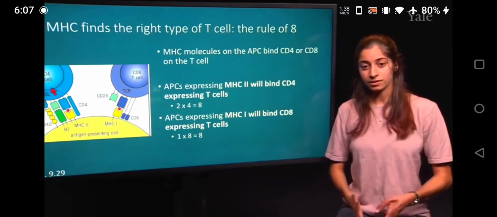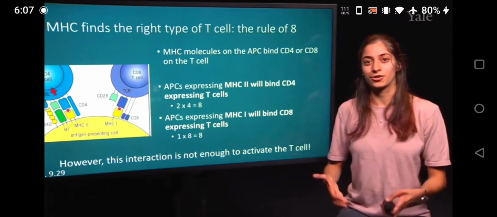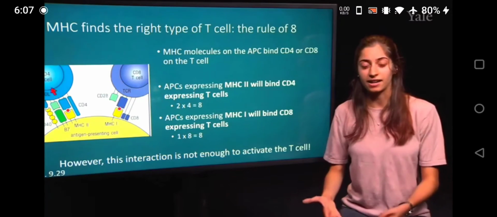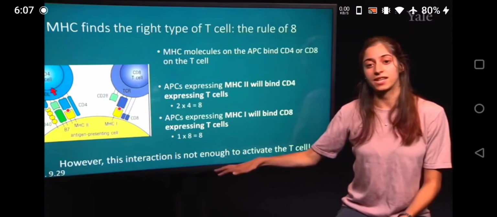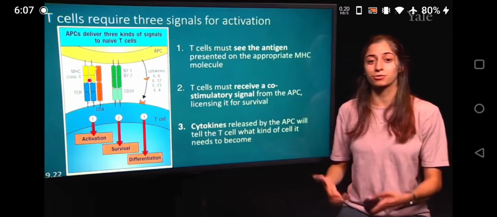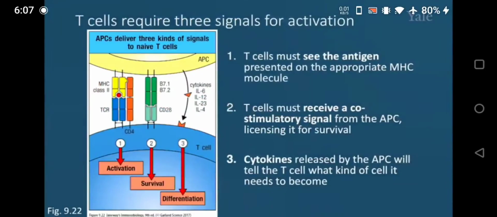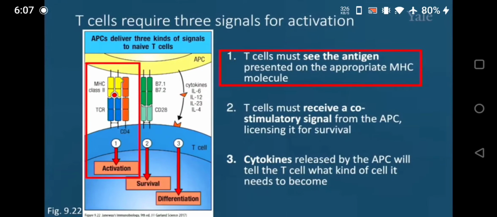While this interaction is incredibly important for knowing whether the T cell is going to recognize the antigen, it's not enough to activate the T cell. This brings us to the 3 signals necessary for T cell activation. The first we've already talked about. T cells must see the antigen presented on the MHC peptide, and there must be binding between the co-receptor CD4 or CD8 to the MHC molecule.